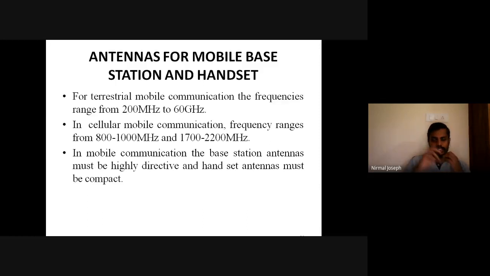In cellular communication, the entire area is divided into separate cells, and one cell will be having one particular frequency, and one cell will be having one particular antenna, and that antenna will be concentrated on that particular cell or area. All those things you already know. And what about handset antennas? Handset antennas must be compact, should be small in size. Then only we can accommodate them in a handset or a mobile. So these are the requirements of base station antennas and handset antennas. Base station antennas can be large, there is no problem, but they should be highly directive.